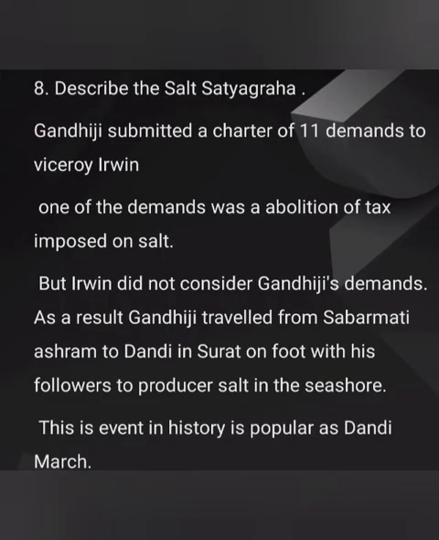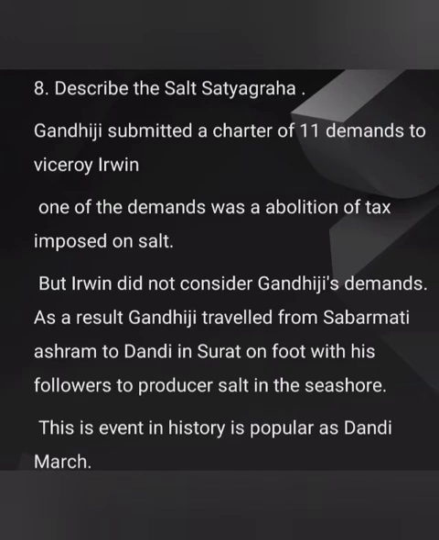Eighth question is describe the Salt Satyagraha. Gandhiji submitted a charter of 11 demands to Viceroy Irwin. One of the demands was the abolition of the tax imposed on salt, but Irwin did not consider Gandhiji's demand. As a result, Gandhiji travelled from Sabarmati Ashram to Dandi in Surat on foot to produce salt on the seashore. This event in history is popular as the Dandi March.